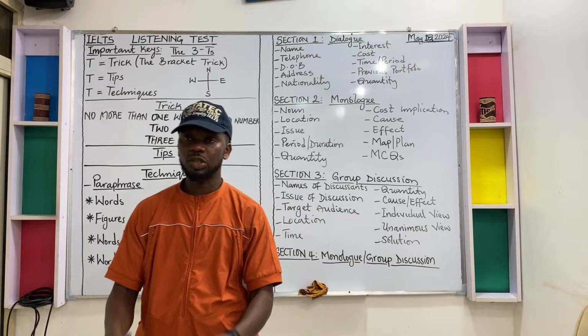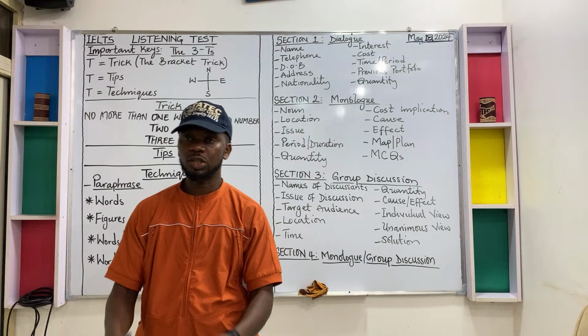Now, individual view. The question might require you to identify what a particular person feels about someone or something as they're discussing. The names you got from the beginning will help you to identify who the person is. Then unanimous view, the collective idea, what they have collectively or unanimously agreed upon. Then solution: how will they present it at the end of the day, or how will they solve it, or how will they carry out the whole thing at the end of the day.